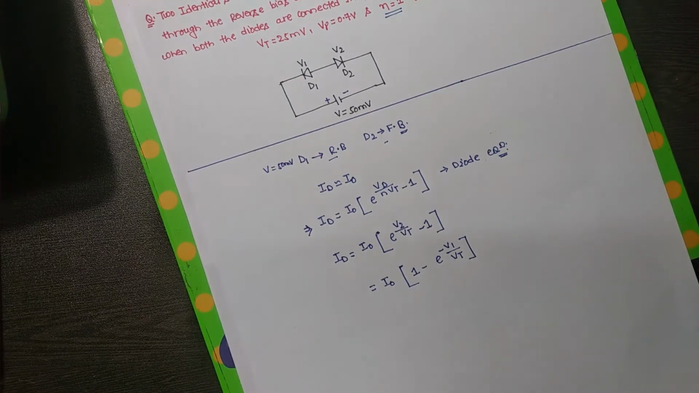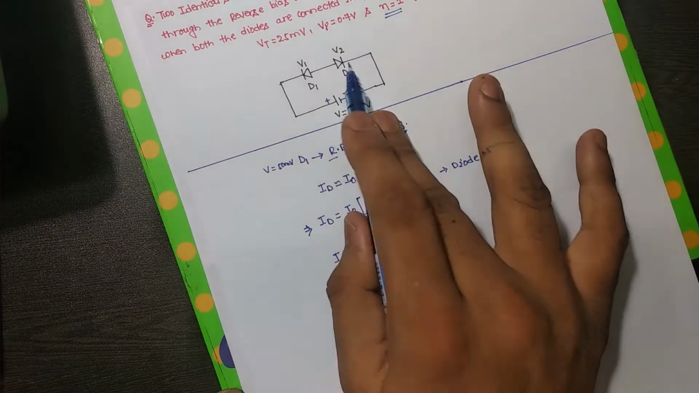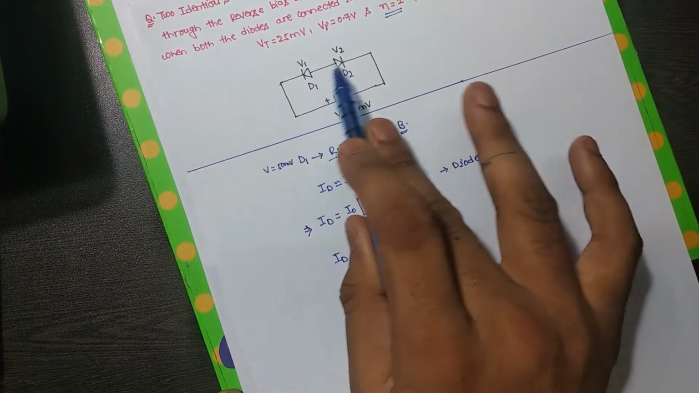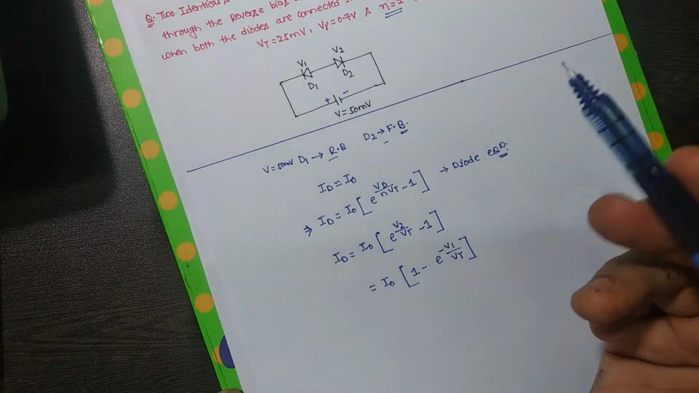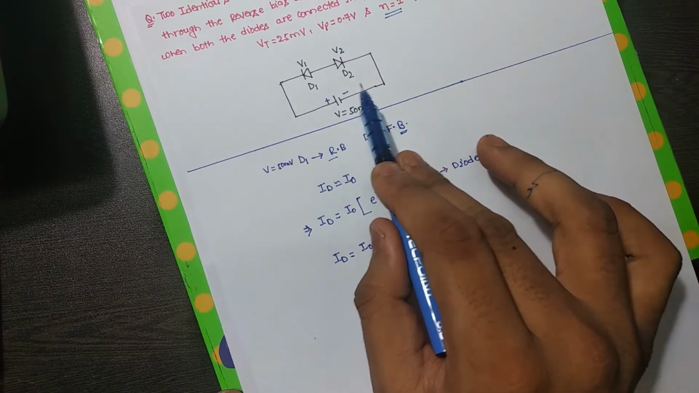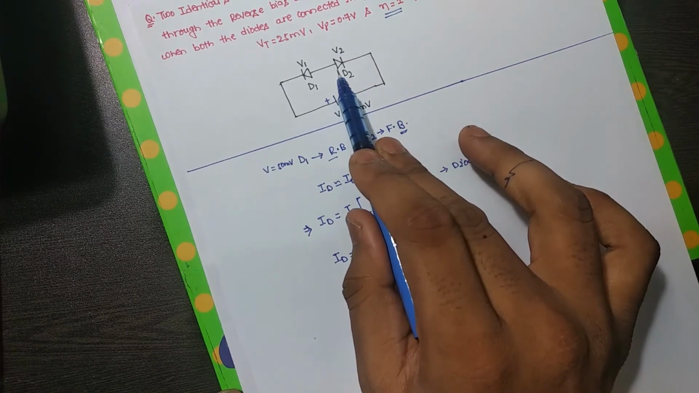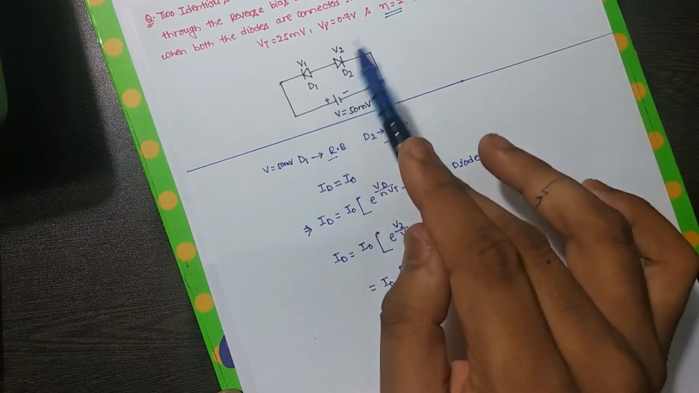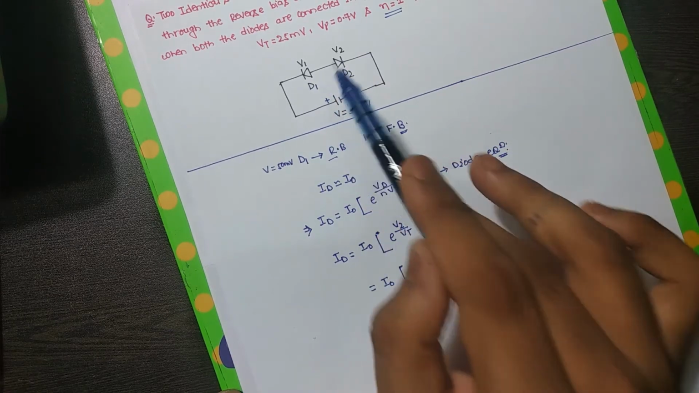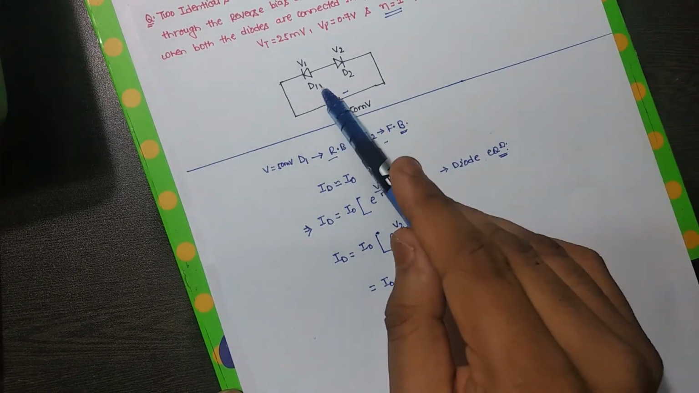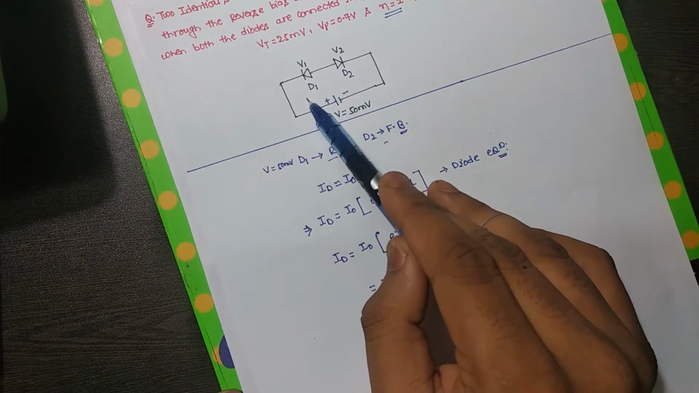Okay, now you can say that both the diodes are connected in series, but they have been placed in such a manner that the current across diode D2 is flowing like this, and the same current in the reverse direction is flowing like this in D1. If any current will flow in D1, it will flow like this.